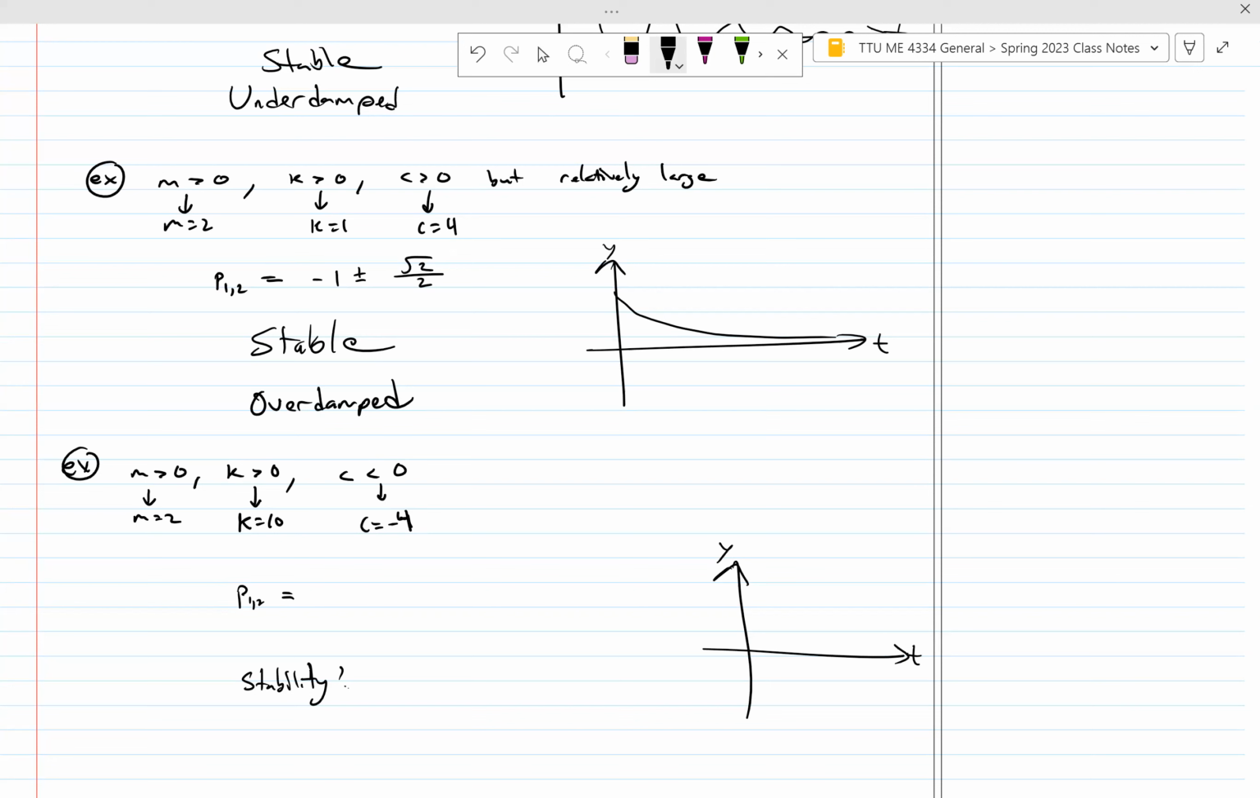1 plus or minus 2i. Do you get the same thing? Why is it unstable? Positive real part. Exactly. We have a positive real part. This is an unstable system. What do you guys think the response would look like for this? Just as a guess. This isn't as important.